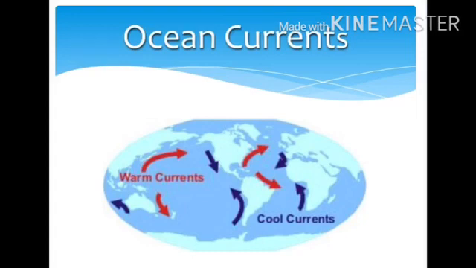Due to this temperature difference, the warm water starts flowing on the surface of the ocean from the equatorial region to the polar region, and the cold water starts flowing from the polar region to the equatorial region below the surface of the ocean. Such flow of the ocean water forms ocean current. Ocean current helps in maintaining the ocean temperature.